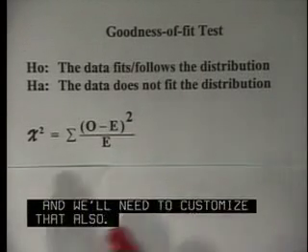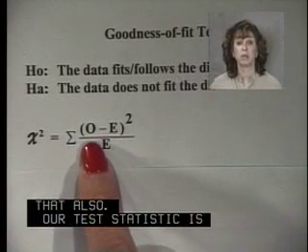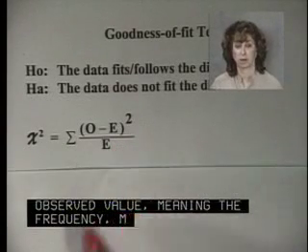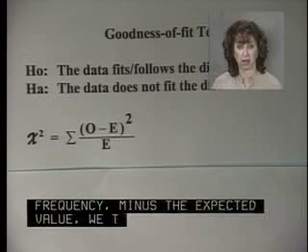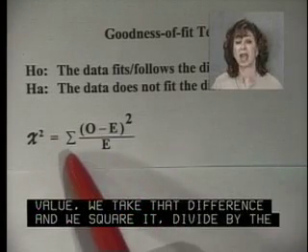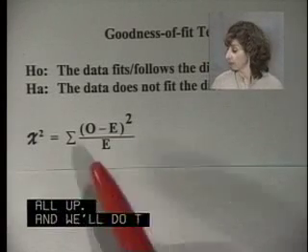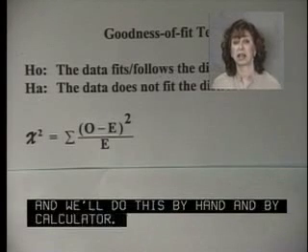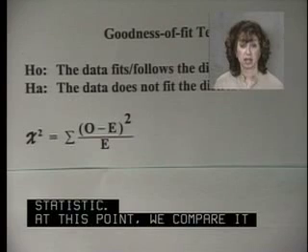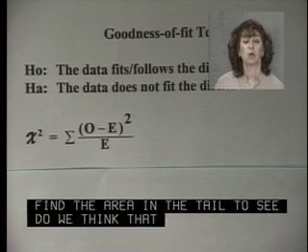Our test statistic is the observed value, meaning the frequency, minus the expected value. We take that difference and we square it, divide by the expected, and then we add them all up. And we'll do this by hand and by calculator. And this will be our test statistic. At this point, we compare it and find the area in the tail to see, do we think that this is acceptable or not? We continue on.